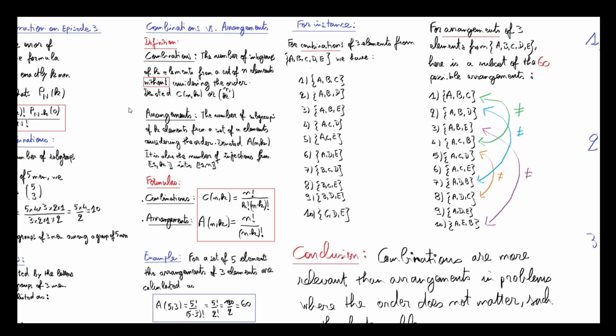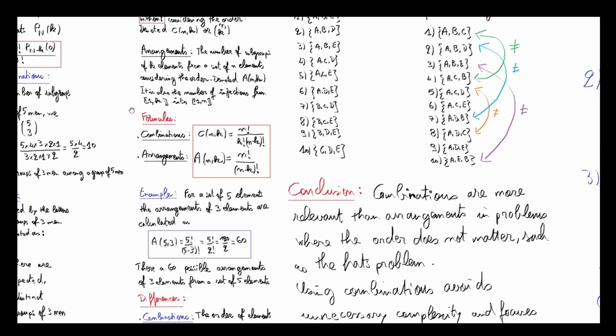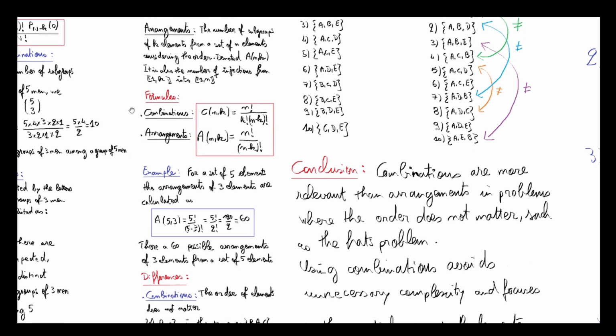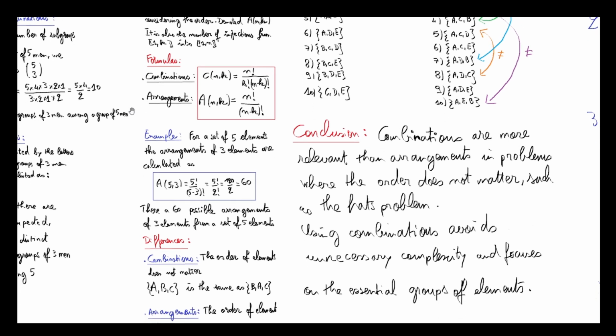What are the formulas? For the combinations, factorial of n over factorial of k times factorial of n minus k, and for the arrangements, almost the same thing: factorial of n over factorial of n minus k. For instance, for a set of 5 elements, the arrangements of 3 elements are calculated as factorial of 5 over factorial of 5 minus 3, which is equal to 120 over 2, which is equal to 60. So, there are 60 possible arrangements of 3 elements from a set of 5 elements.